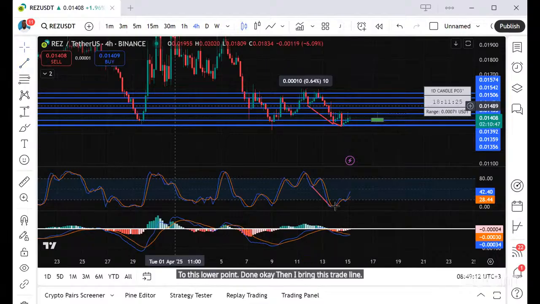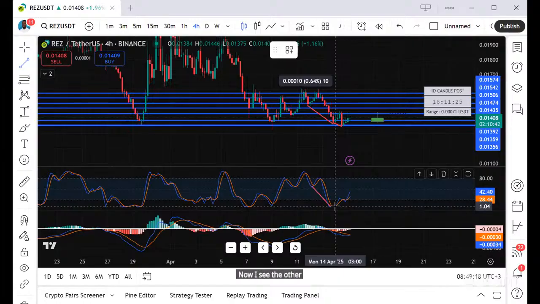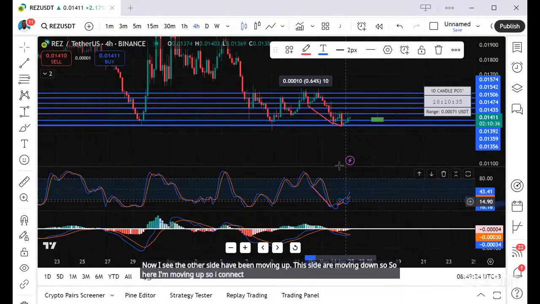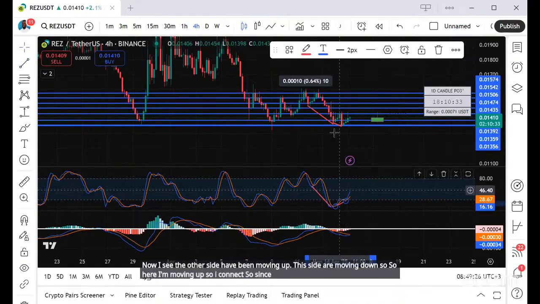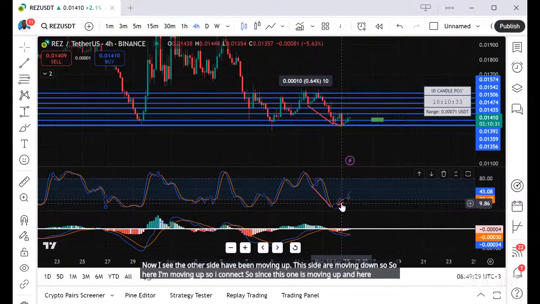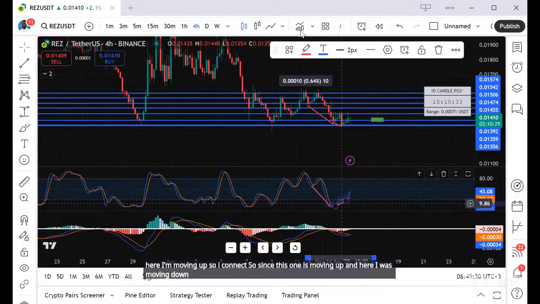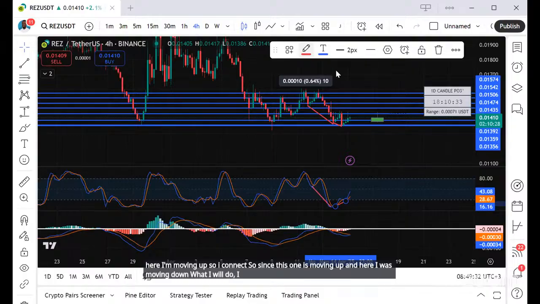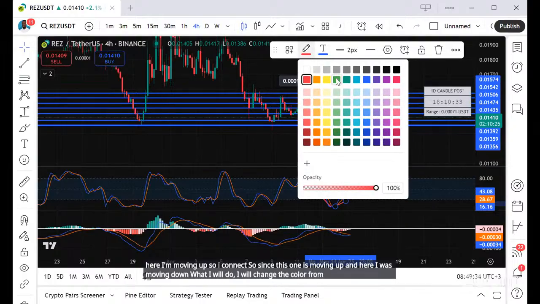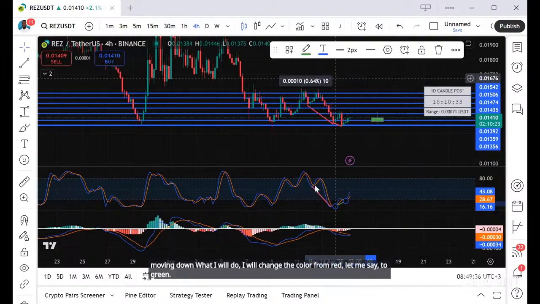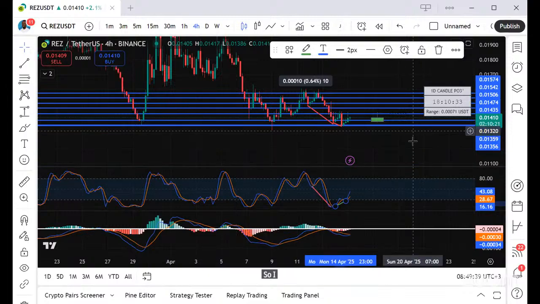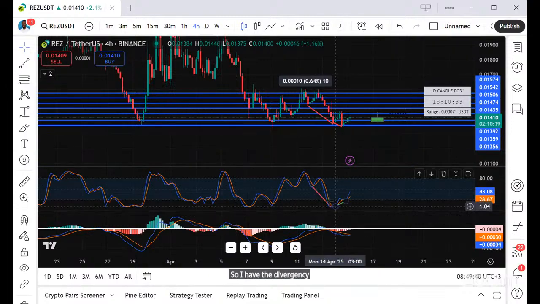Now I see the other side has been moving up. This side I'm moving down. So here I'm moving up. So since this one is moving up and here I was moving down, what I will do, I will change the color from red, let me say, to green. So I have the divergence. So here they don't agree.